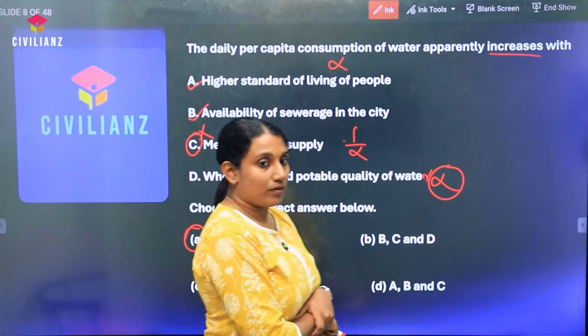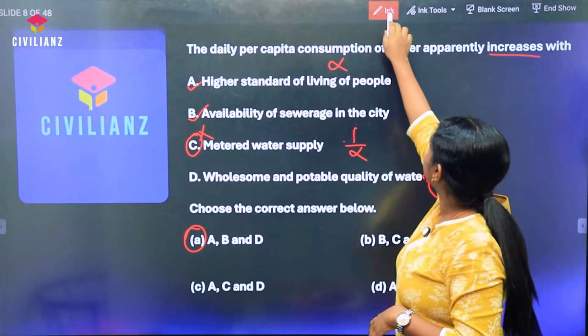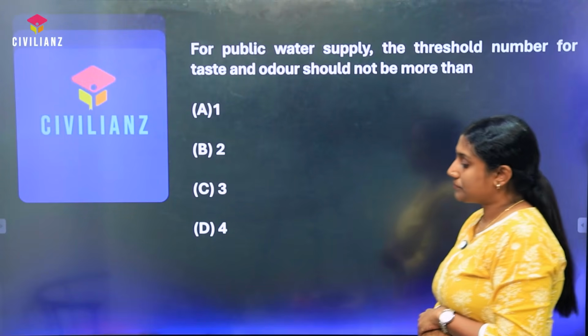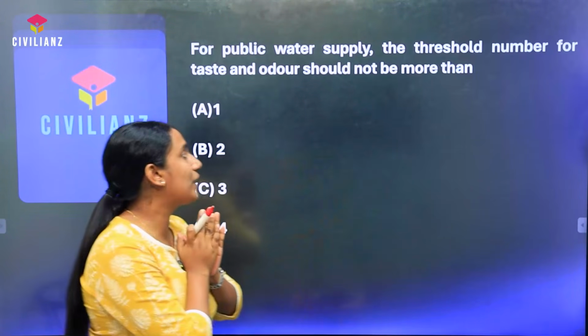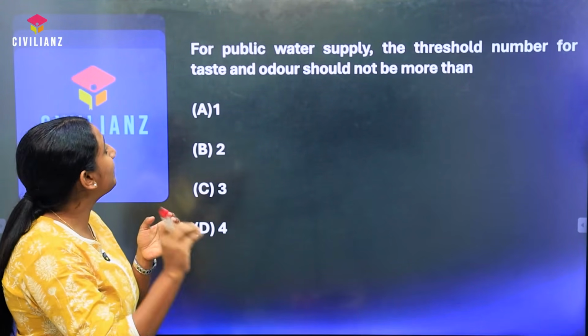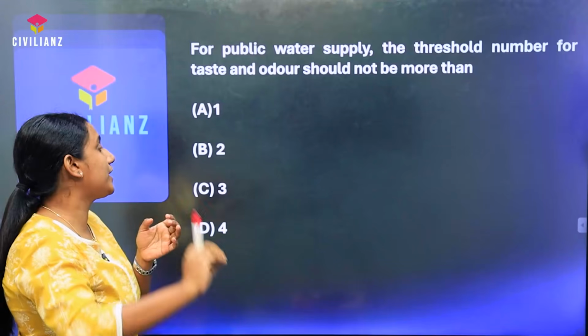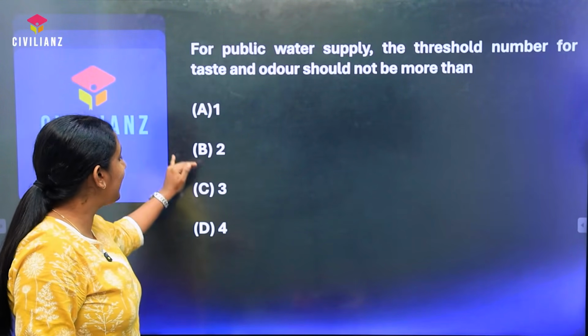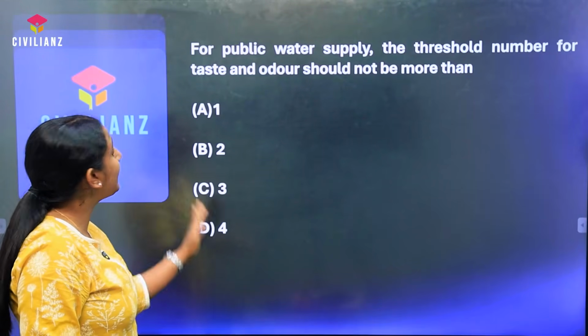Okay. So, you can go to the next question. Actually, a very simple question. For a public water supply, the threshold number for taste and odor should not be more than: option A 1, option B 2, option C 3, option D 4.